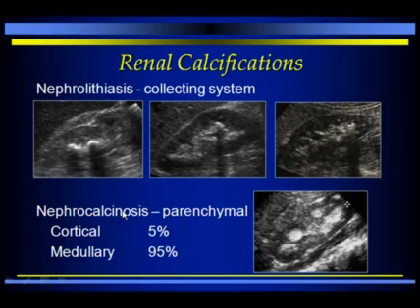nephrocalcinosis is calcification that distributes within the parenchyma. And that basically comes in two flavors, the one being cortical nephrocalcinosis and the second being medullary nephrocalcinosis. And the vast majority of patients have medullary nephrocalcinosis. The etiologies of medullary nephrocalcinosis overlap with the etiologies of nephrolithiasis. So people with medullary nephrocalcinosis are at increased risk for kidney stones and vice versa.